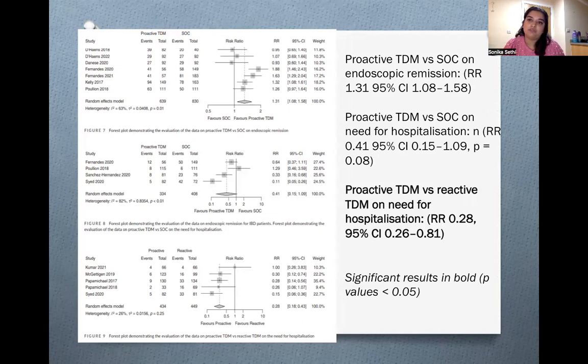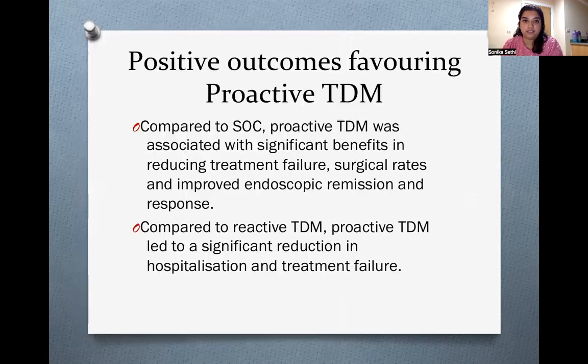There was no significant result found in terms of endoscopic remission, or in terms of proactive TDM versus standard of care in the need for hospital admission. So the positive significant outcomes that our study found were mostly favoring proactive TDM. When you compare standard of care versus proactive TDM, there were significant benefits in reducing treatment failure, in terms of surgical rates, and in terms of improved endoscopic remission and response. In terms of reactive TDM, proactive TDM led to a significant reduction in hospitalization and treatment failure.